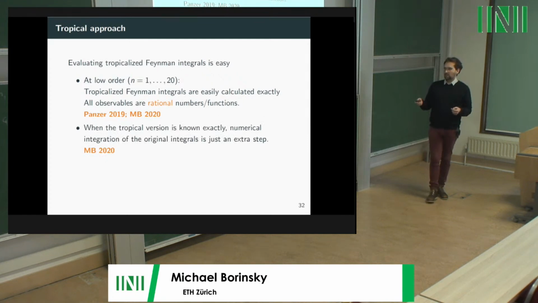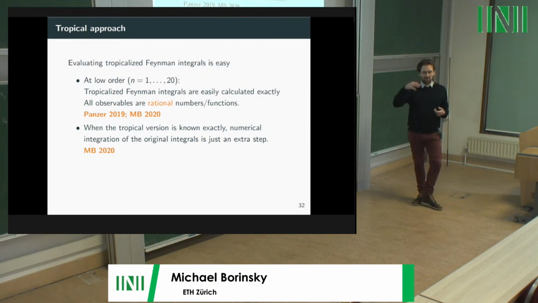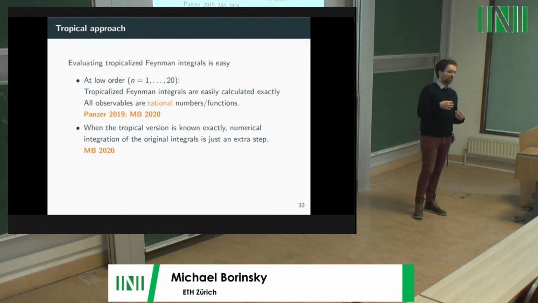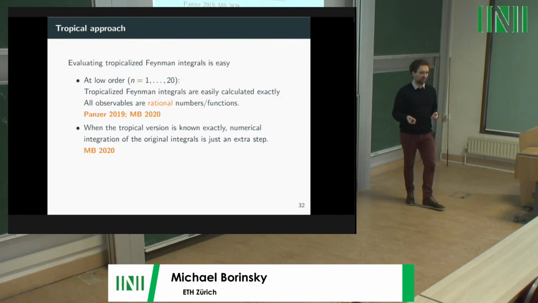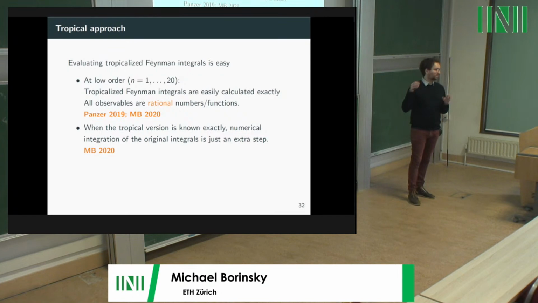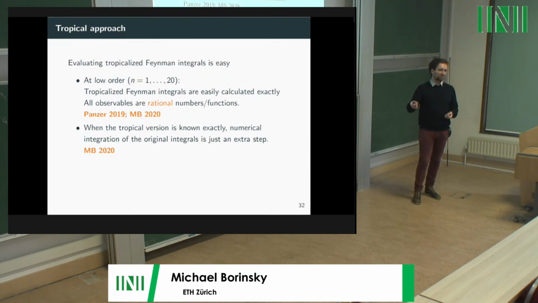Then the next step is that if you can compute this tropicalized integral, then the numerical integration of the original integral is just an extra step. This tropical object is a very crude approximation, but it bounds everything from below and above. But we can use this approximation to also obtain the exact result of the original one by following a well-defined numerical algorithm that involves Monte Carlo.